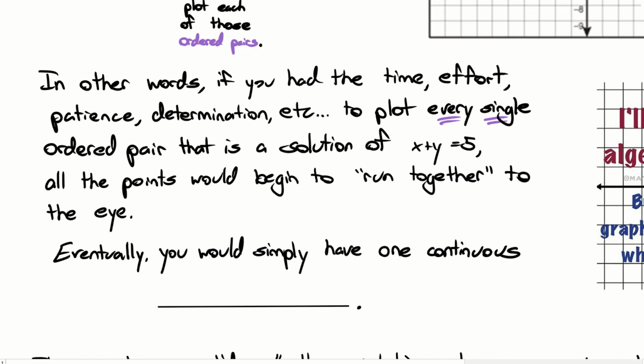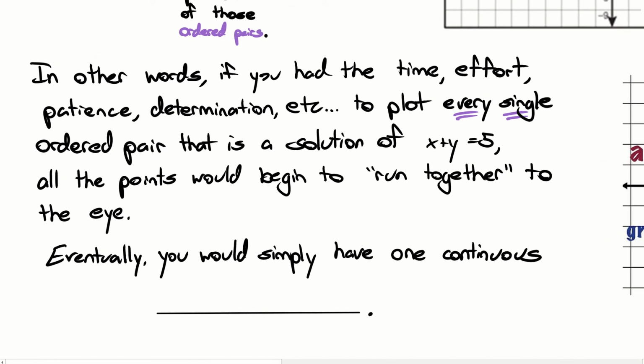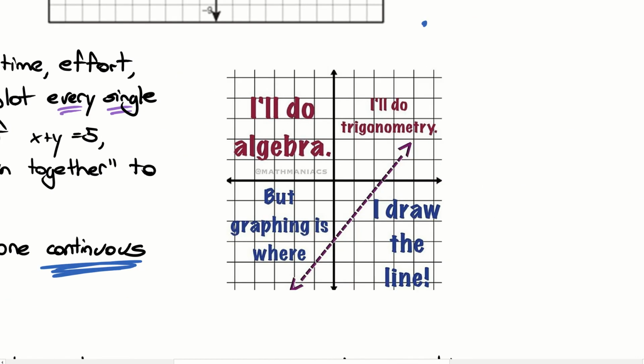So think of it this way, folks. In other words, if you had the time, the effort, the patience, the determination to plot every single ordered pair that's a solution of x plus y is equal to 5, all the points would begin to run together to the eye, and eventually you would simply have one continuous line. We're talking about continuous functions. Remember that word from earlier? One continuous, that's right, line. One continuous line. There's a math joke for you.